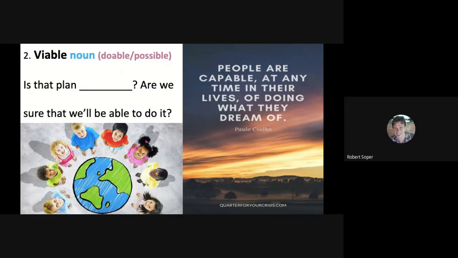However, imagine if I was to say, okay, let's go to another galaxy, another star system. Is that a viable plan? No, it's not. It's not doable. It's not possible. We don't have the technology. We haven't even sent satellites to other solar systems yet. So how would we send people to other solar systems? So that's not viable. It's not doable.